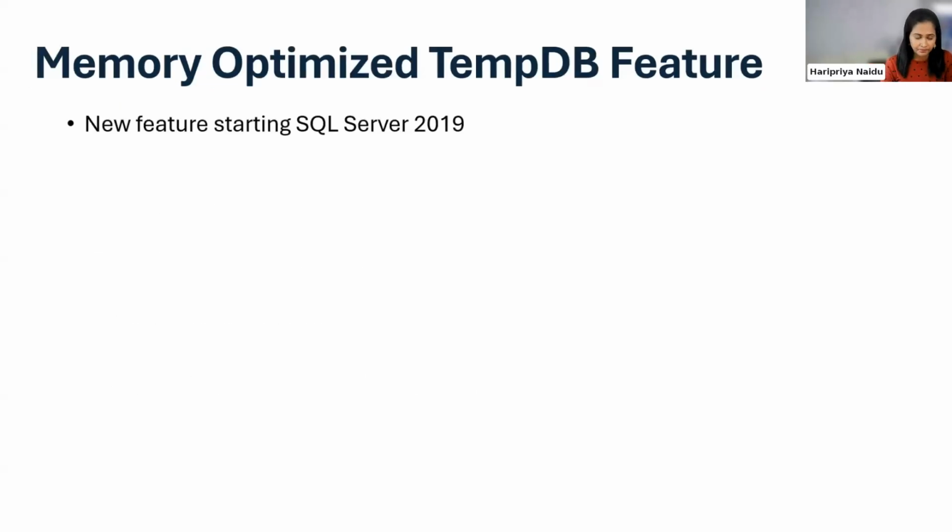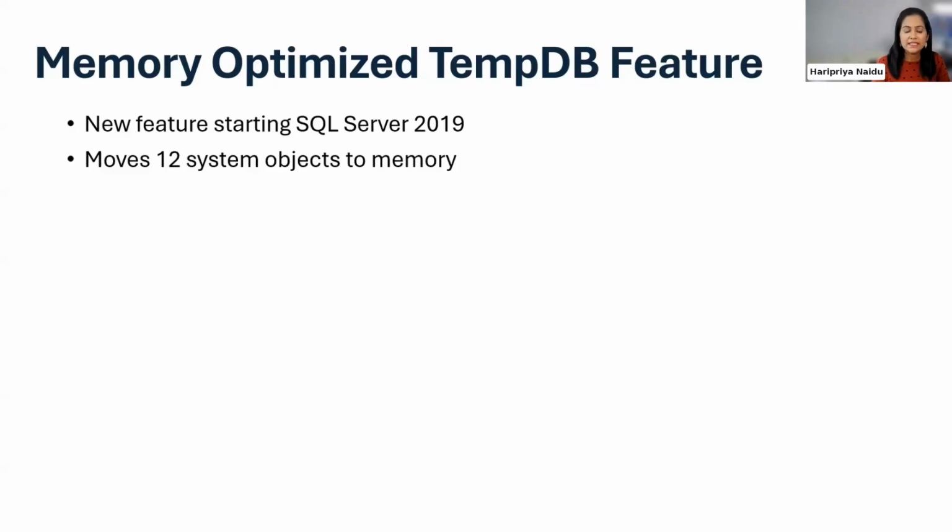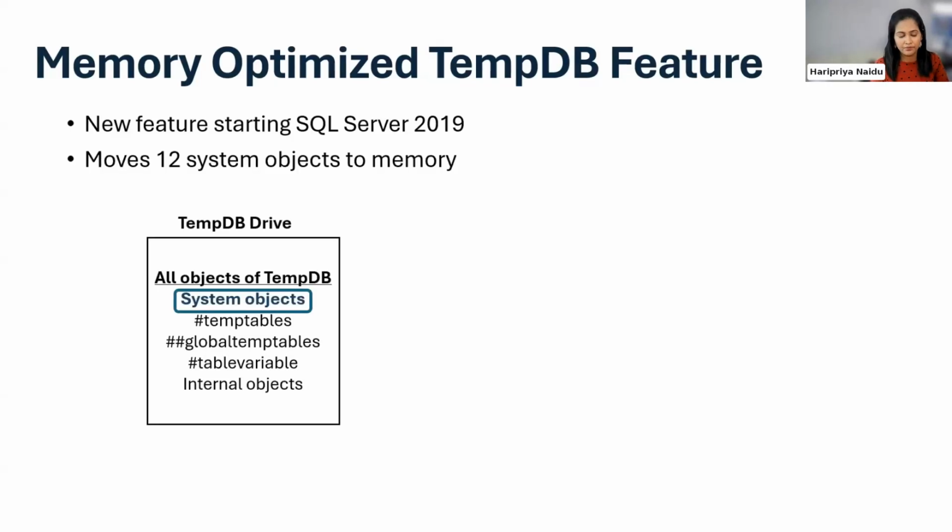So what is this feature? It's a very new feature released in 2019. It is part of that in-memory OLTP umbrella, but this in-memory thing is just for TempDB in this feature. So what this does is it moves 12 system objects to memory. And let me tell you what that is.